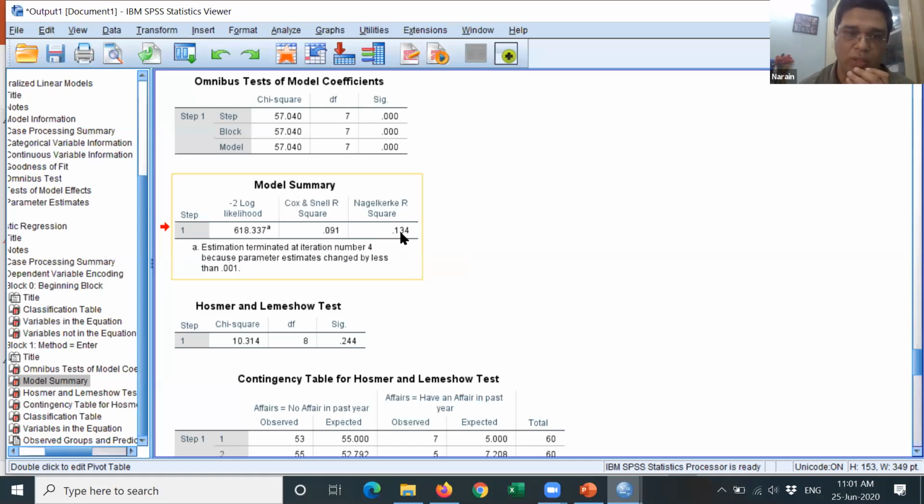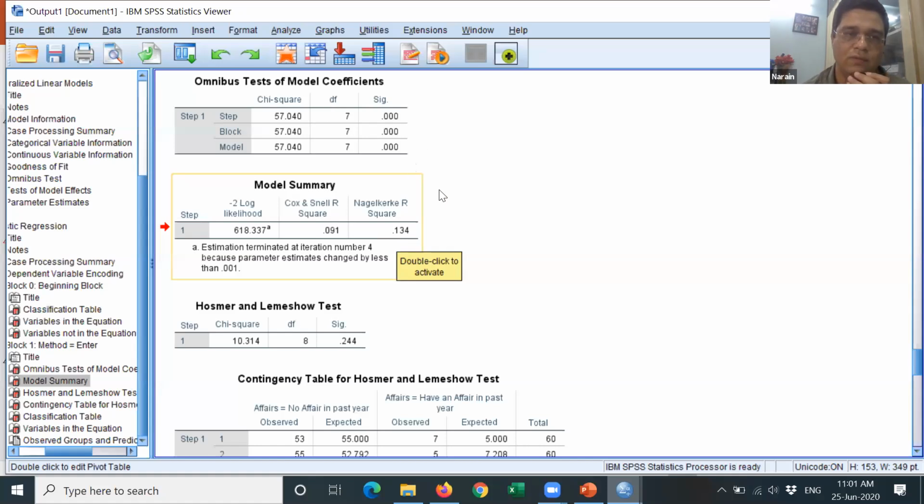It varies from 0 to 1. Cox and Snell will never go to 1. It might come close to 0, but never approach 1. But this will approach 1. So R square, an equivalent version in a pseudo sense, is a 0.13 number. So these are some of the tests.